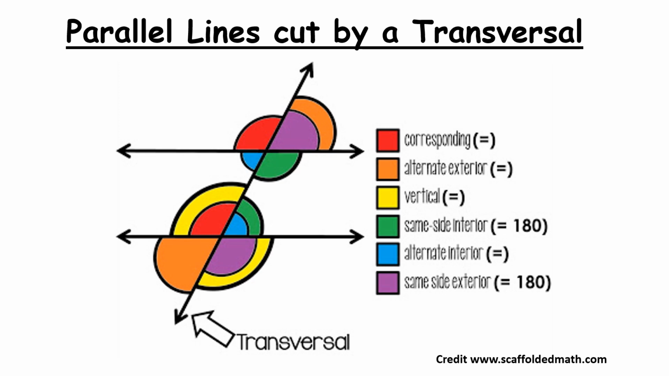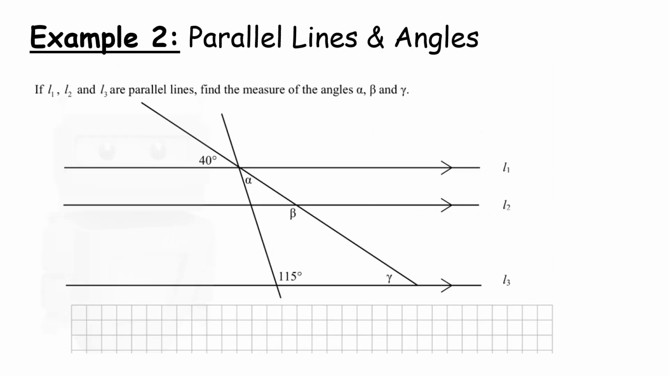The green ones here, same side interior, add to 180, so they're not equal, they both add to 180, and same side exterior add to 180. They have that nicely labelled transversal, so this might be too much for you, that's absolutely fine, but it can be useful just to visually see how things relate. So now let's look at an example which uses this.